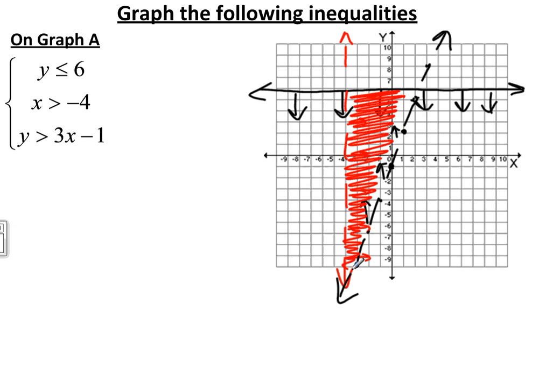Now if you actually shaded for the rest of it, you need to make sure that this is your actual solution. What the solution means is that if I pick any point in this shaded area, any ordered pair, and substitute it into all three of these, it would make all three true.